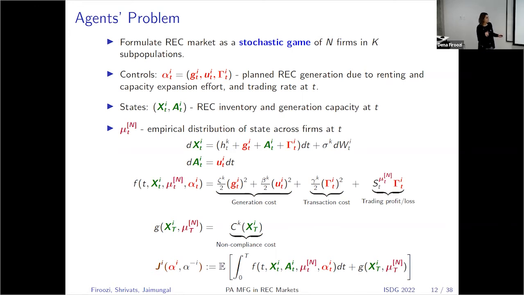So this is the product of the rate price and the trading rate. But I haven't yet talked about this rate price. I will get to that in a minute.